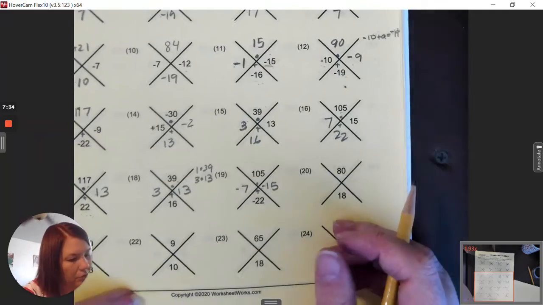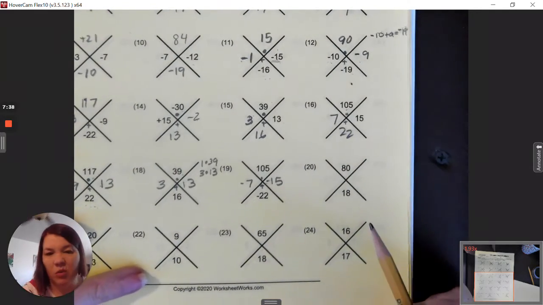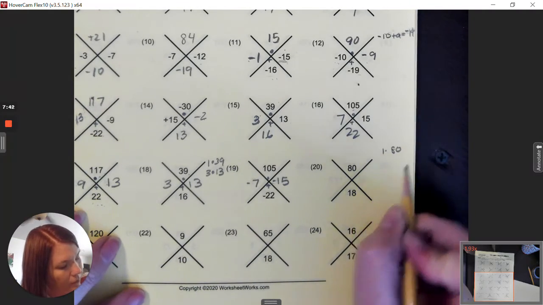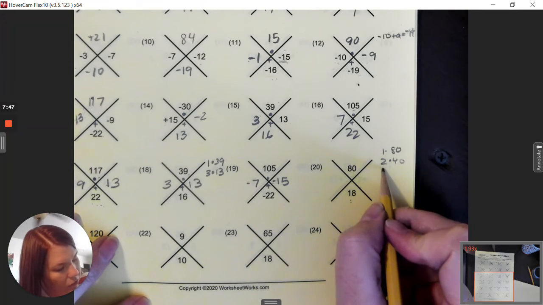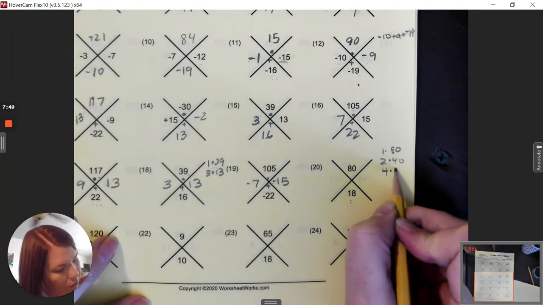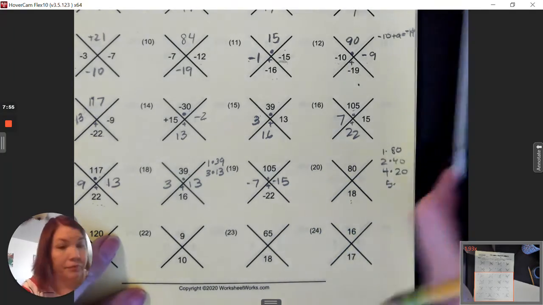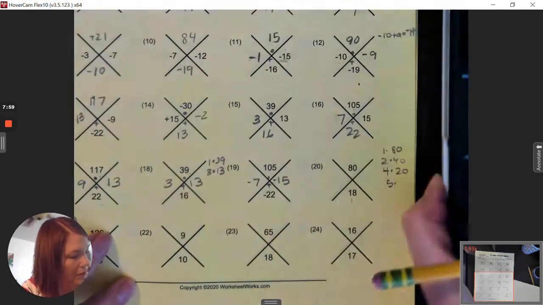None of my other problems were 80. I can't steal this one. It's too bad. So 1 times 80. Nope, not 18. 2 times 40. Nope, not 18. 3 does not go in. 4 times 20. Nope, not 18. 5 goes into 80. I'm using my calculator. I don't want you to think I know all these things. I don't. 16 times. Getting closer, that's 21.